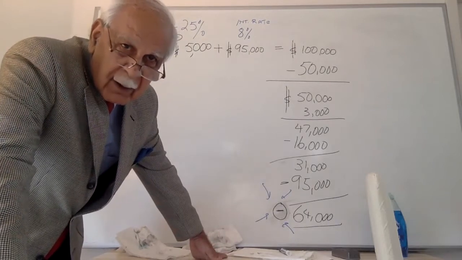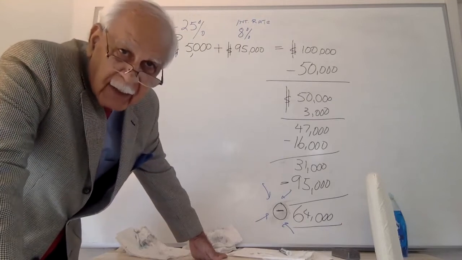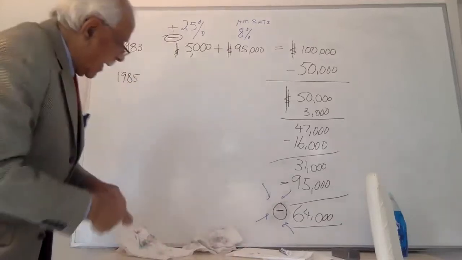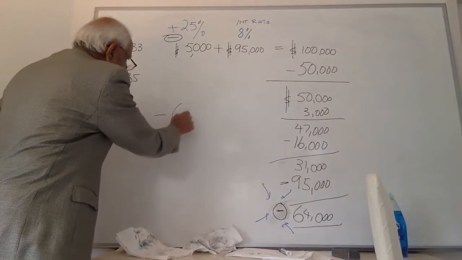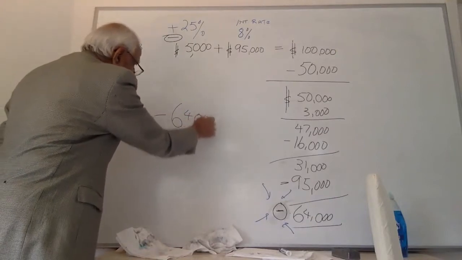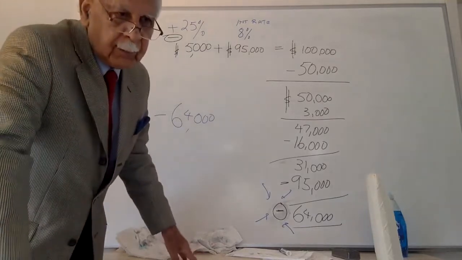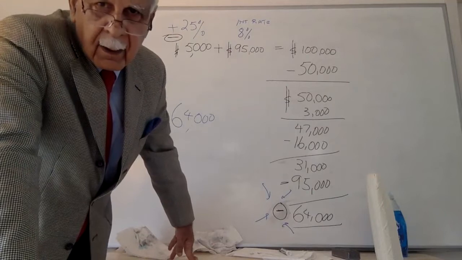No bank is going to lend you any more money because you're already bankrupt. That's one quick way to become bankrupt. You can see that. Minus $64,000. That's a lot of money, folks. No way around it. Lots of.